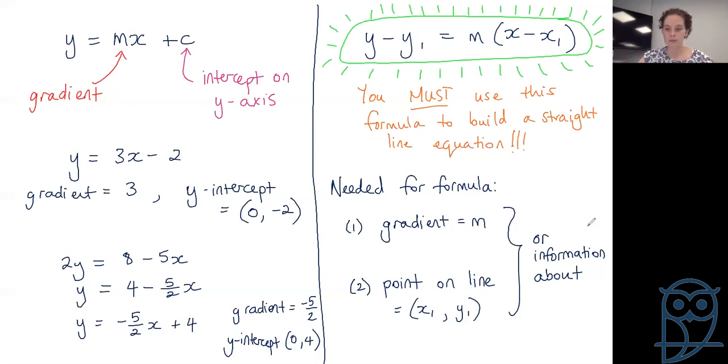Okay, so there is your two equations for lines. You've got y equals mx plus c, such a wonderfully handy format. And then you've got your formula, y minus y1 equals m(x minus x1), to help you actually get the equation of the line.